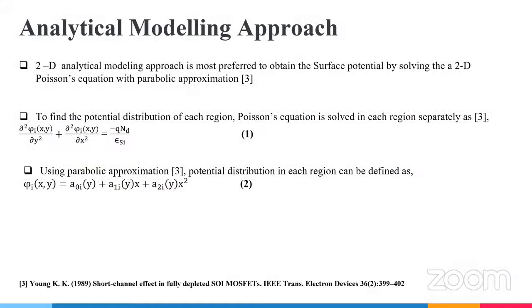So to find the potential distribution of each region, the Poisson equation is solved separately, and then the well-known parabolic approximation for the potential distribution in each region is defined. Here A0i, A1i, A2i are the coefficients of this expression. To find the values of these coefficients, we have to apply the boundary condition at the SiO2 interface.